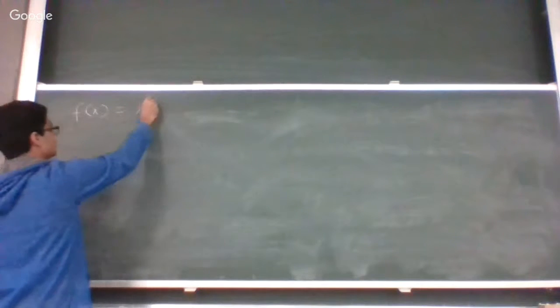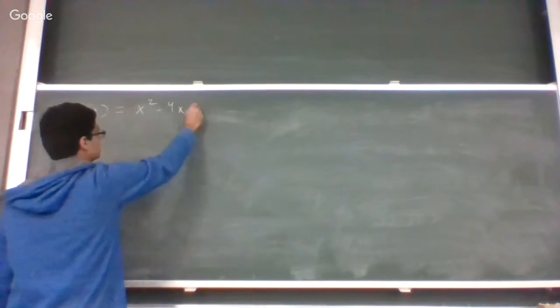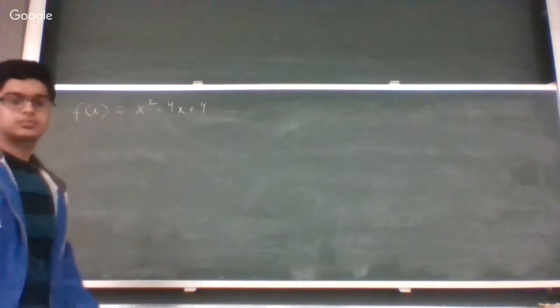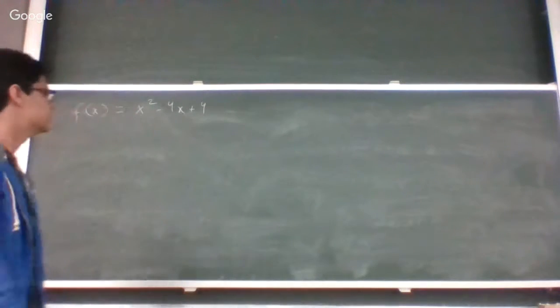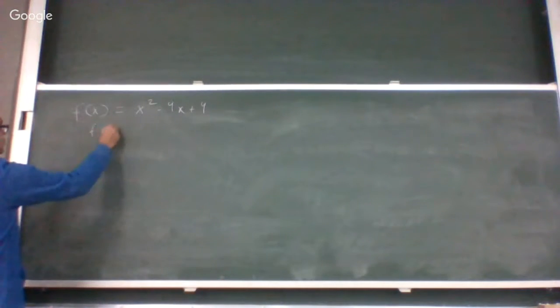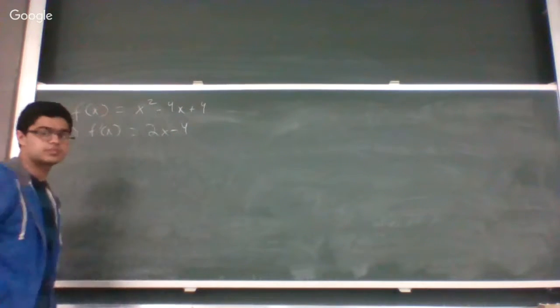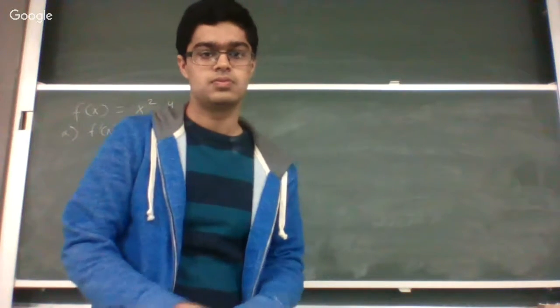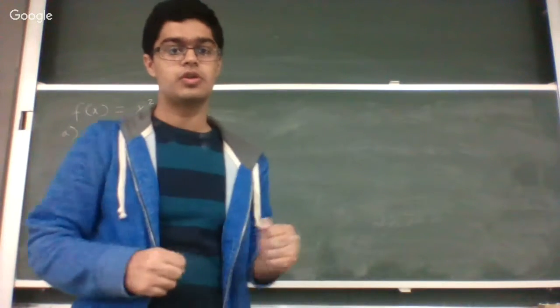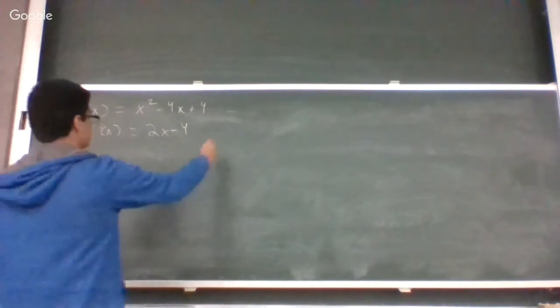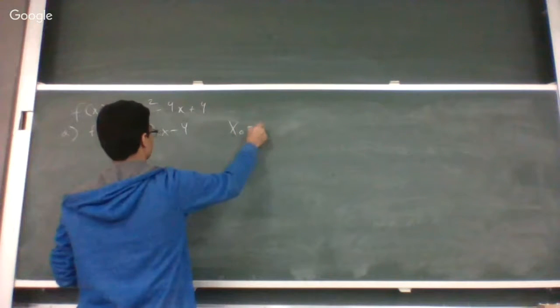So let's say f of x is equal to, I think it's, what is that? What is f prime? So we did the first part. Okay. So let's say x sub 0 is 1.